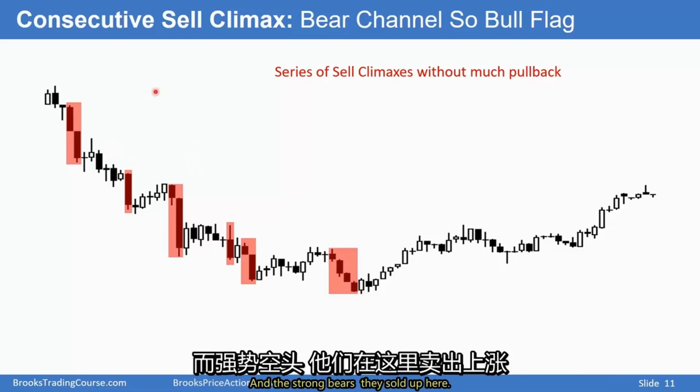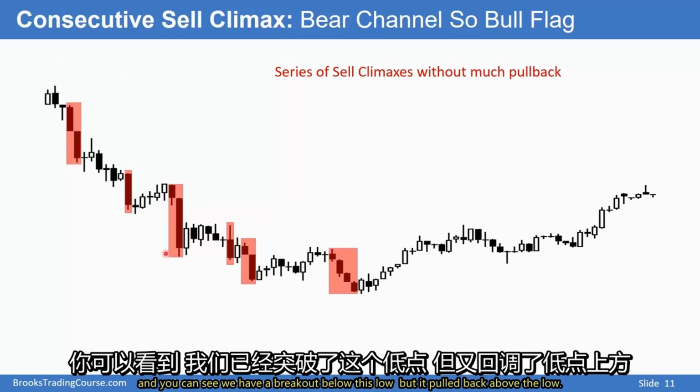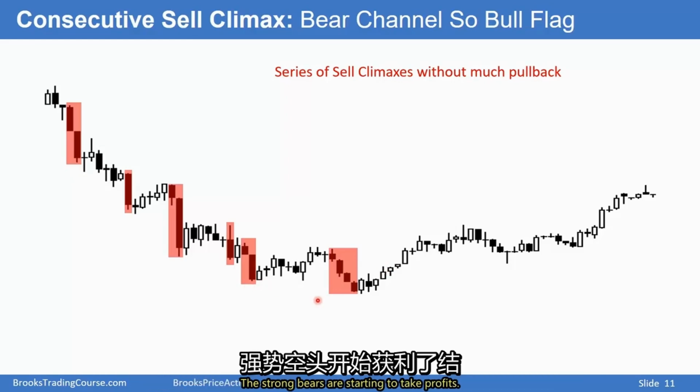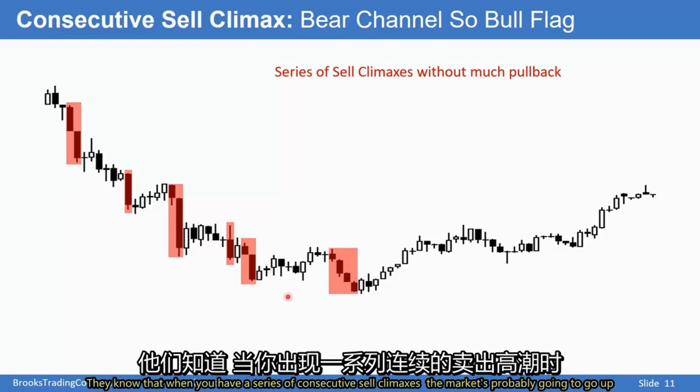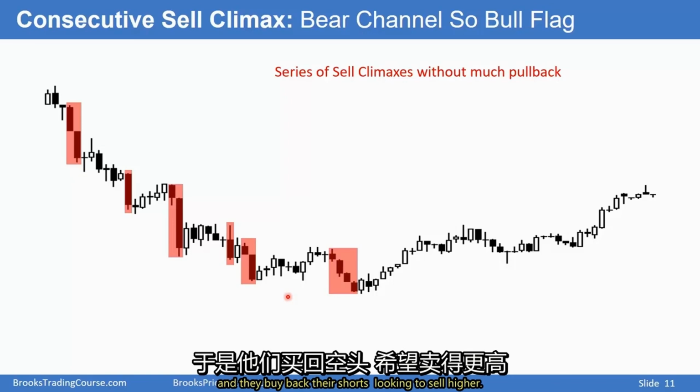And the strong bears, they sold up here. At some point, they start taking profits at prior lows. And you can see we have a breakout below this low, but it pulled back above the low. We have a breakout below this low, and it pulled back above that breakout point. The strong bears are starting to take profits. They know that when you have a series of consecutive sell climaxes, the market's probably going to go up for at least 10 bars and 2 legs, and they buy back their shorts, looking to sell higher.